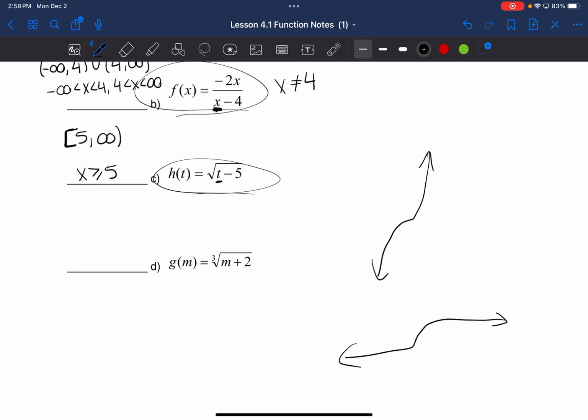And there's no place where it's discontinuous, right? So we would just say it is also from negative infinity to positive infinity, or negative infinity is less than x is less than infinity, or x is the set of all reals. Okay? All right.